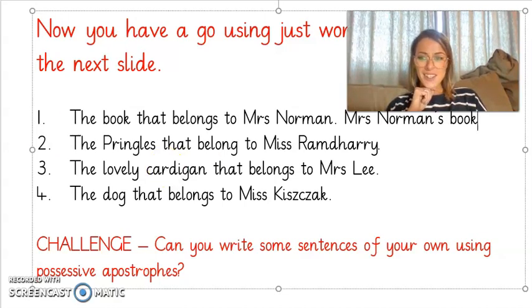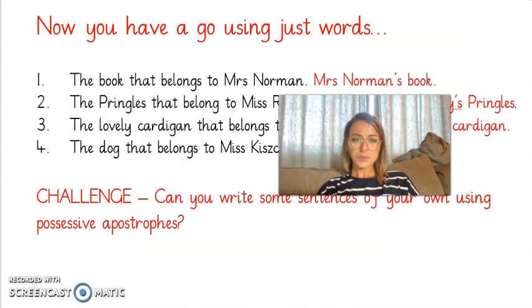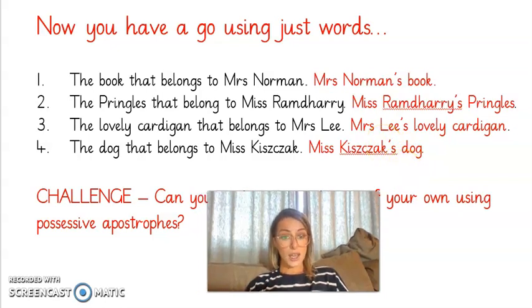Okay, are you ready for the answers? 3, 2, 1. Here they are. So, Mrs. Norman's book, and my apostrophe is after Mrs. Norman because Mrs. Norman is the one who owns the book. Miss Ramdari's Pringles. Well, Miss Ramdari is the person who owns the Pringles, so the apostrophe goes after Miss Ramdari. Mrs. Lee is the one who owns the lovely cardigan, so the apostrophe goes straight after Mrs. Lee. And Miss Kischek is the one who owns the dog, so the apostrophe goes straight after Miss Kischek.